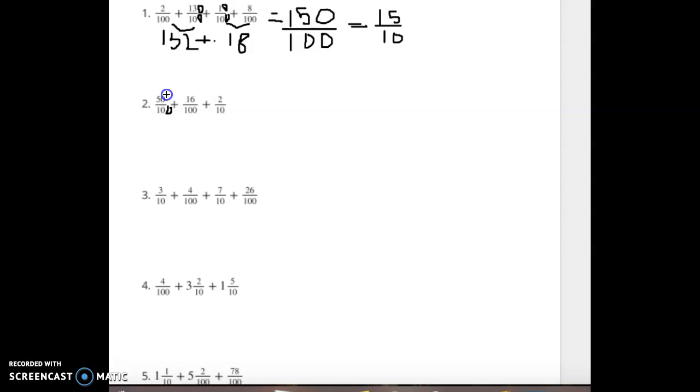Same here. I'm going to add zeros. And I'm going to add 500 and 160, which is going to get me 660. And then I'm going to add 20 more, which is going to equal 680 hundredths. Or you could have made it into 68 tenths.